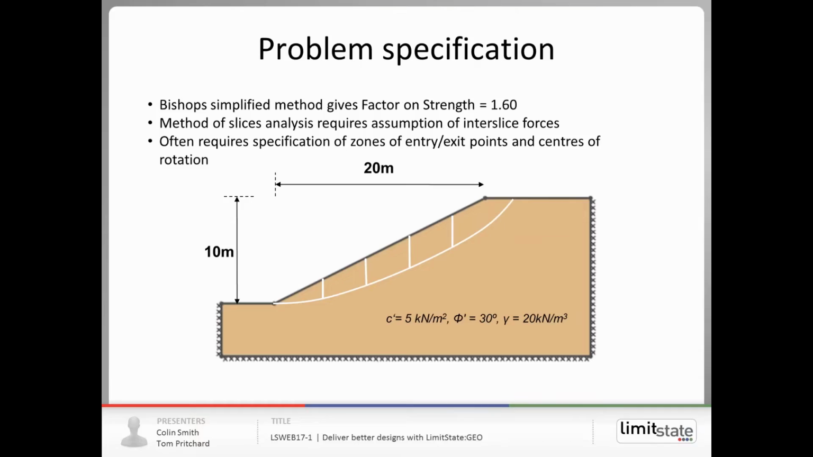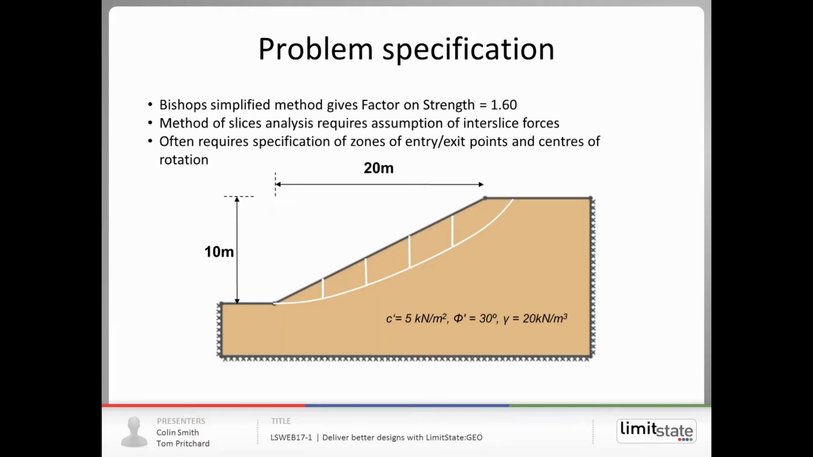So here we're going to look at a very simple slope stability problem. This is an example from a textbook by Whitlow. Nice simple problem, 20-meter long slope, 10 meters high, the soil has a cohesion of 5, angle of friction of 30, unit weight of 20. Sort of simple slope stability analysis. Method of slices gives a factor of strength of 1.6.